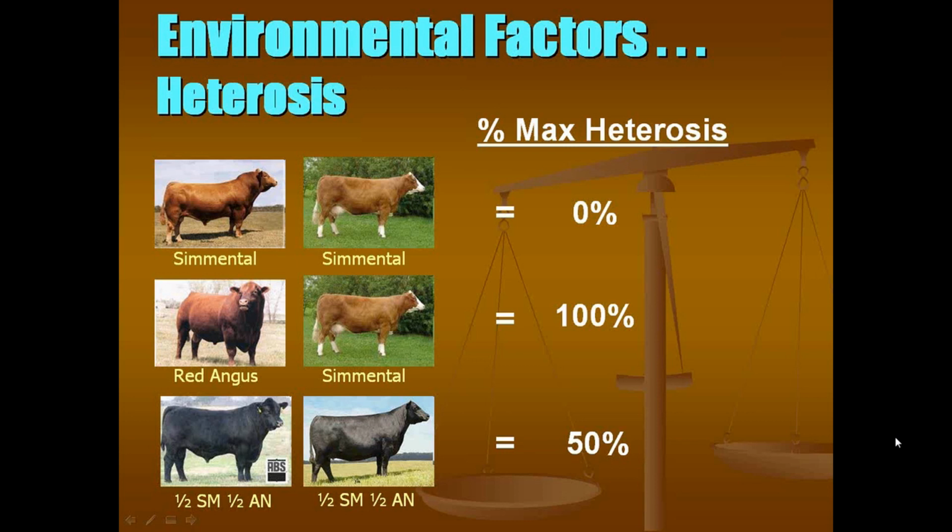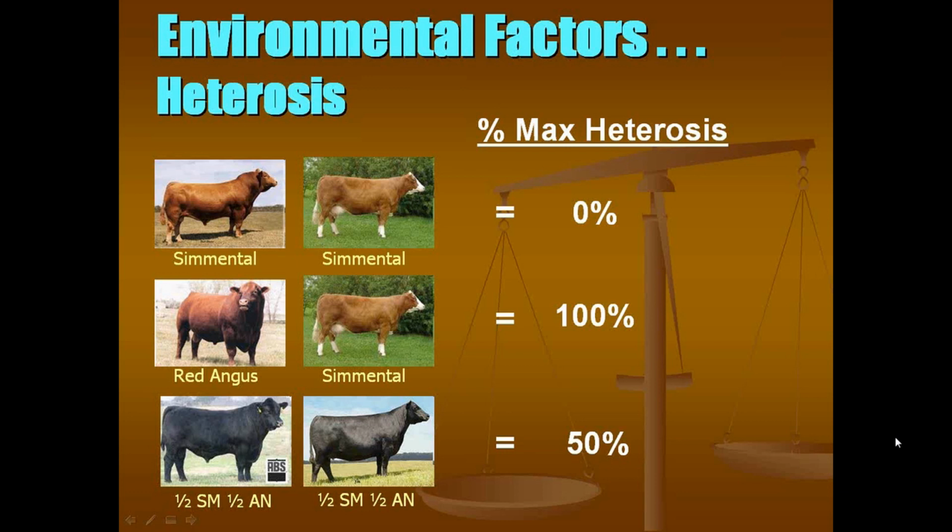And if you look at the two animals in the middle, if we cross two unrelated breeds, in this case a Red Angus and a Simmental, we get 100% of that maximum heterosis. If we look below that, a half Simmental, half Angus sire and a half Simmental, half Angus dam, that combination will give us 50% of maximum heterosis. Then up at the top we see two Simmentals, and we get 0% of maximum heterosis.